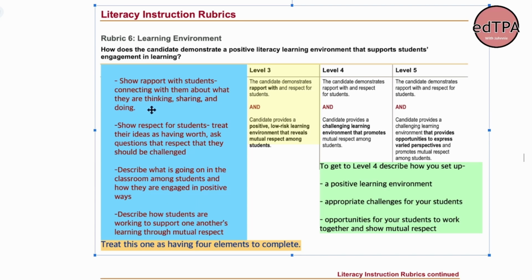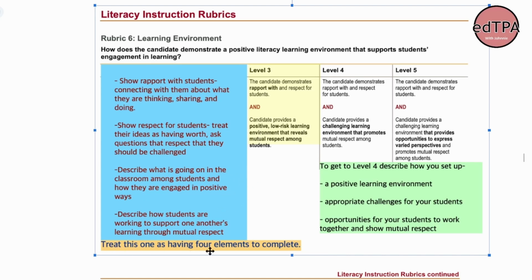The first one says, show rapport with students, connecting with them about what they are thinking, sharing, and doing. This is rapport. Second one, show respect for students. Treat their ideas as having worth. Ask questions that respect that they should be challenged. Okay, so this is rapport, respect. Next, describe what is going on in the classroom among students and how they are engaged in positive ways. So this is a positive, low-risk learning environment and about mutual respect among students. Describe how students are working to support one another's learning through mutual respect. So that's the bottom one as well.